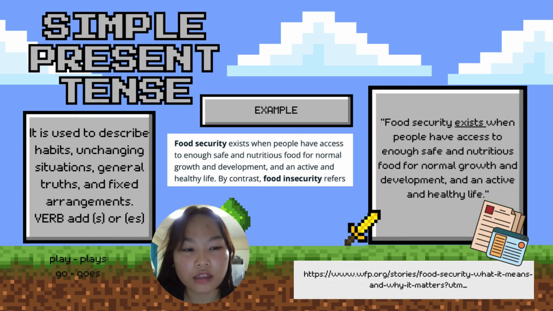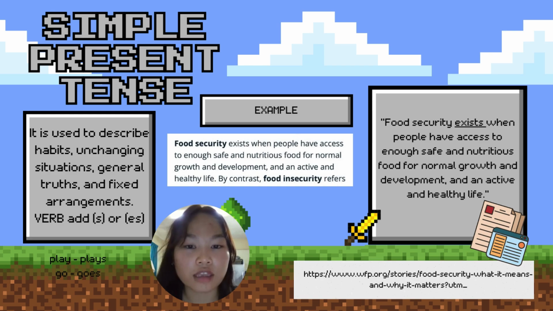Now, let's look at the first form of present tense, which is simple present tense. Simple present tense is used to describe habits, unchanging situations, general truths, and fixed arrangements. The formation of simple present tense is verb plus s or es. For example, the word play becomes plays, the word go becomes goes.